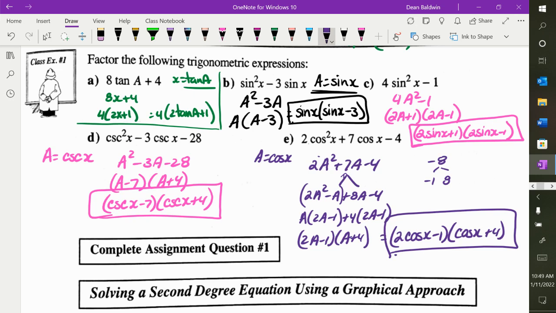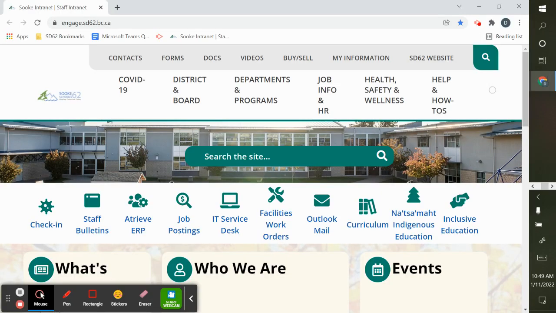It's the exact same thing. It's just one more level because you have a cosine, sine, tan, or whatever in it. Trig function. Okay? So it's 2 cos x minus 1, cos x plus 4. All right? You got 5 minutes to do question number 1, please, before we move on to solving these things.